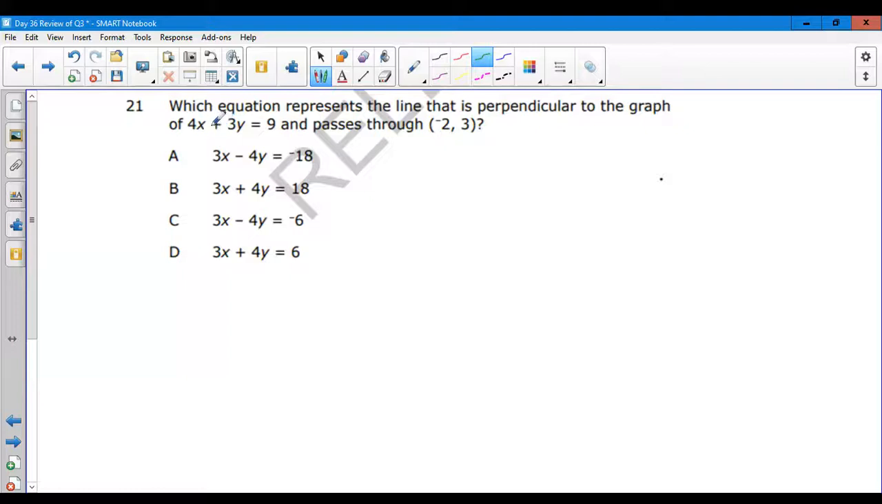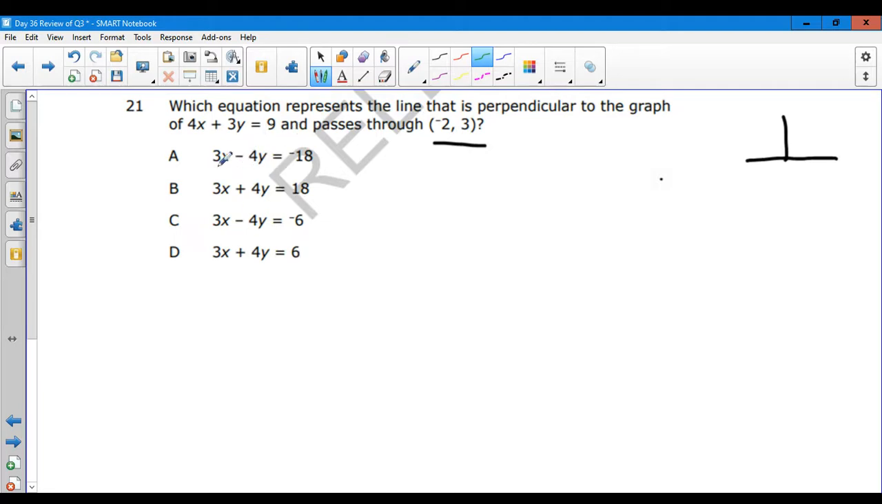We've got another EOC sample question here. It says, which equation represents the line that is perpendicular to the graph of 4x plus 3y equals 9 and passes through this point? So I need to find the slope of this line and then find the opposite inverse in one of these. So I'm going to have to find the slope of all these lines.